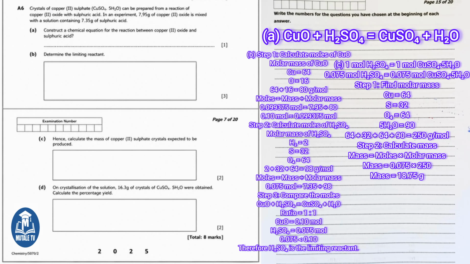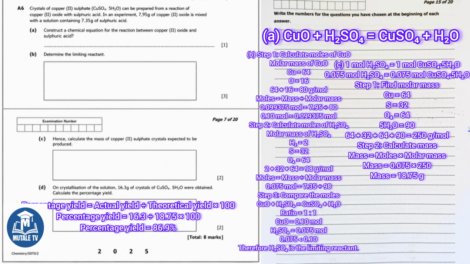Part D says, on crystallization of the solution, 16.3 grams of crystals of CuSO4.5H2O were obtained. Calculate the percentage yield. Percentage yield equals actual yield divided by theoretical yield multiplied by 100. Percentage yield equals 16.3 divided by 18.75 multiplied by 100 equals 86.9%. That gives you your 8 marks for question A6.